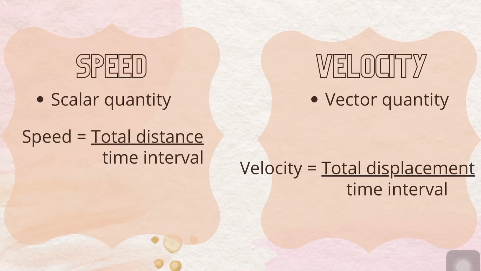How do we calculate speed? Speed is the total distance over time interval. So for example, 10 km. How long do you take to travel 10 km? For example, it's 1 second. So you get 10 km per second, which is impossible, but never mind. For velocity, it is total displacement over time interval. So the difference is that one uses the total distance, and the other uses the total displacement. So they are not the same, right?